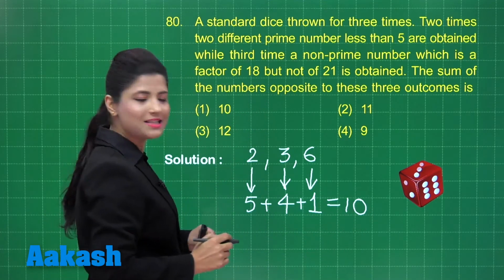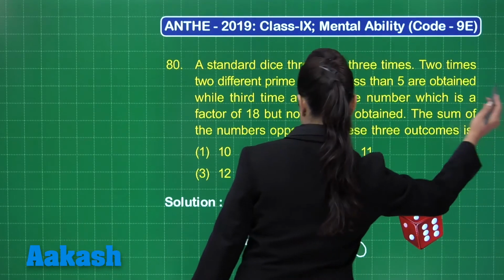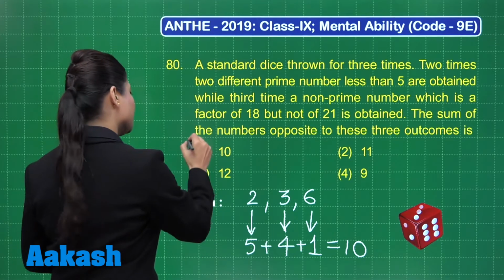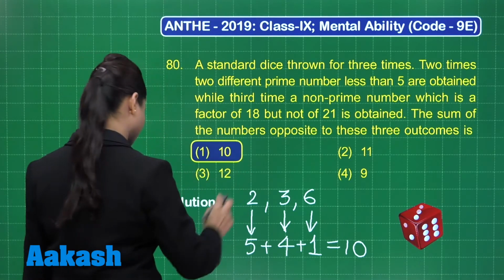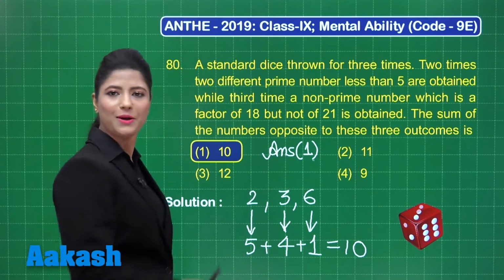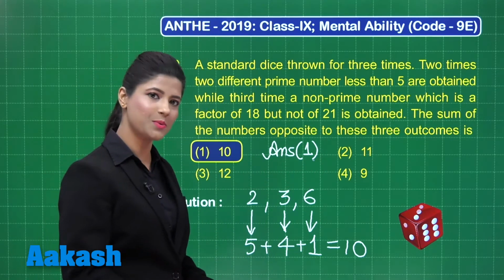So this is the required answer for this question, and you can see 10 is there in option number 1. So you can mark your answer as option 1. The answer for this question is option 1, that is 10. I hope it's clear to you. Let's take up our next question.